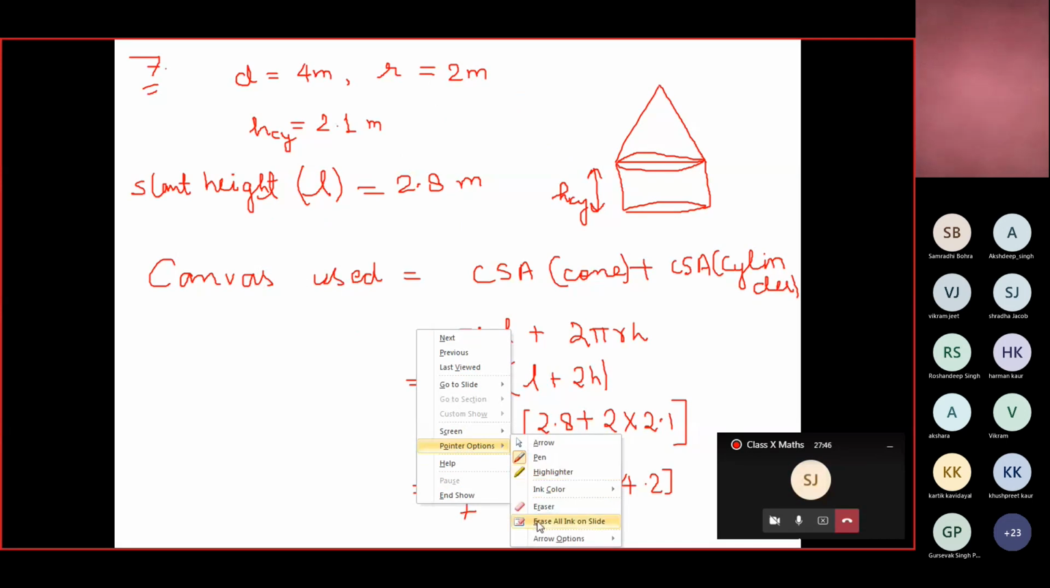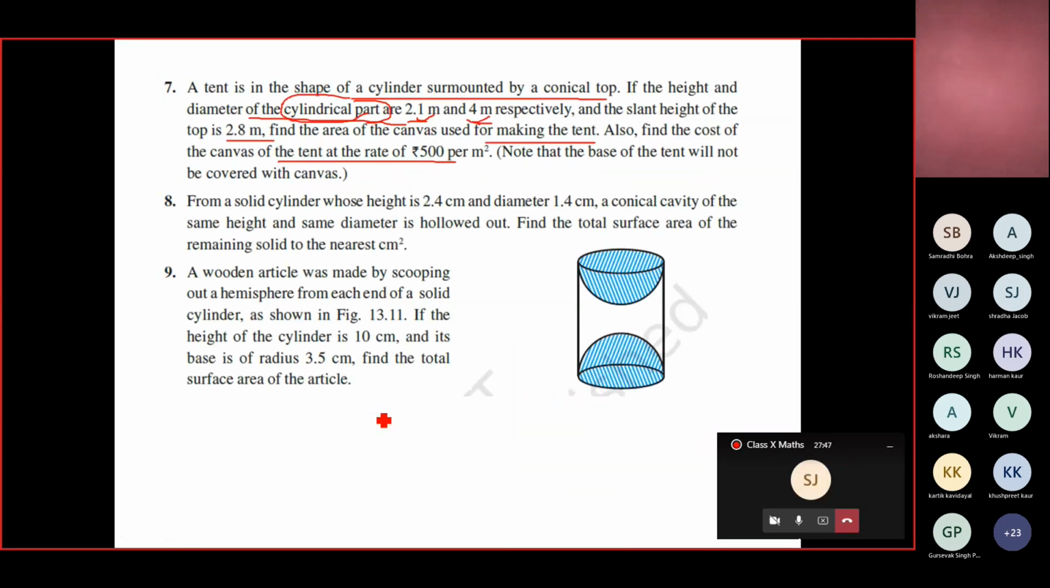If you don't understand anything in between, ask it there only. Okay. Question number 8 now. From a solid cylinder whose height is 2.4 centimeter and diameter 1.4 centimeter, a conical cavity of the same height and the same diameter is hollowed out.